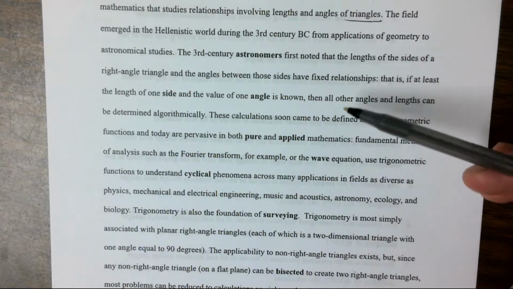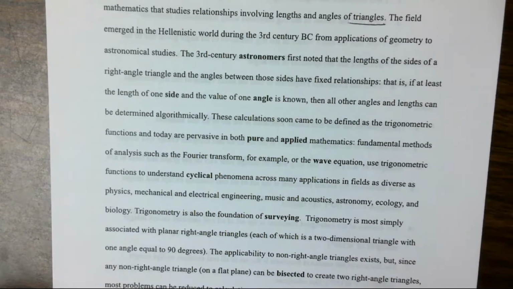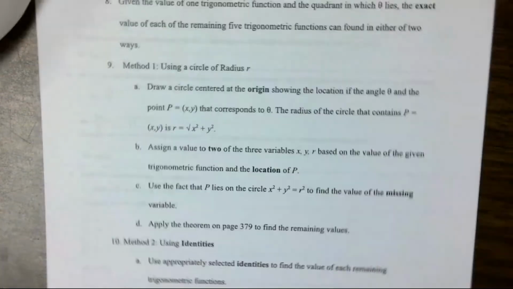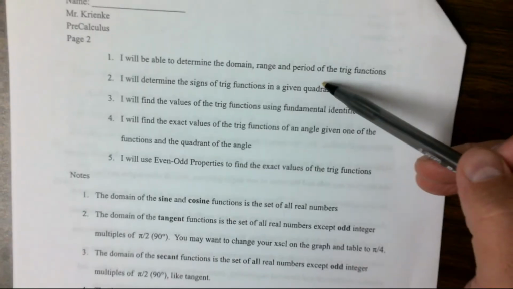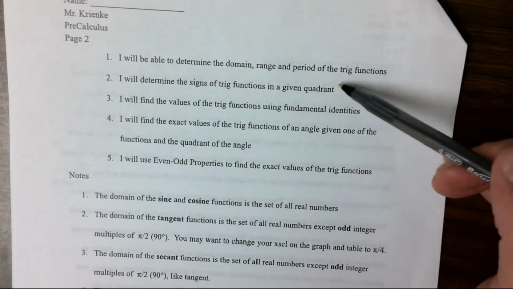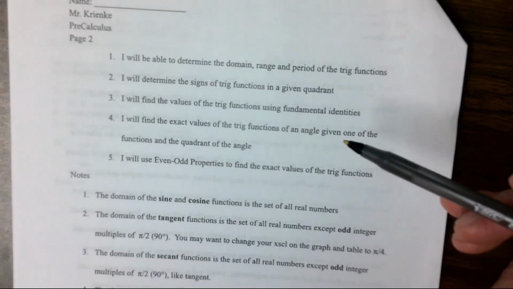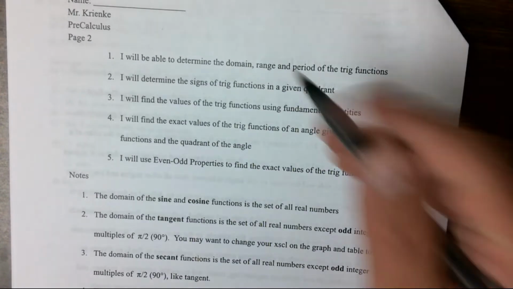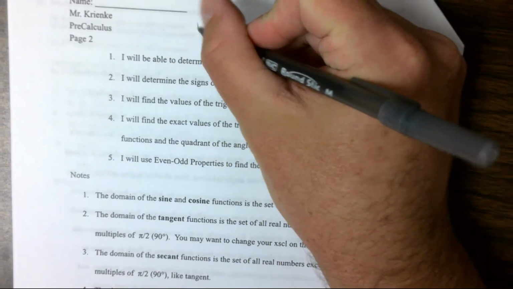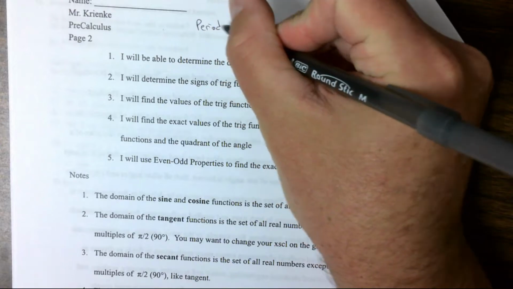You can read through all of this yourself. But the main thing is your objectives are to be able to determine your domain, range, and period. About that, the period is a distance.